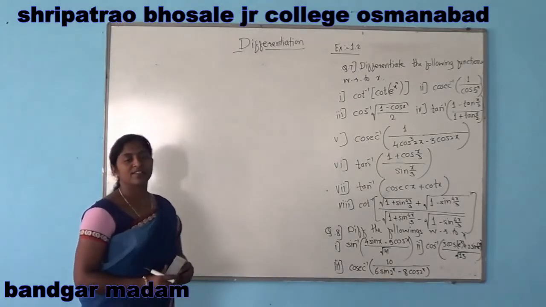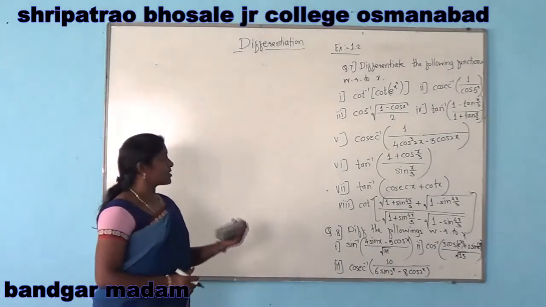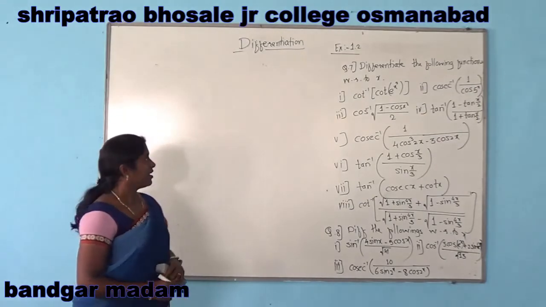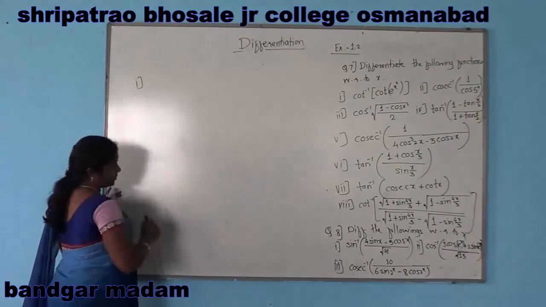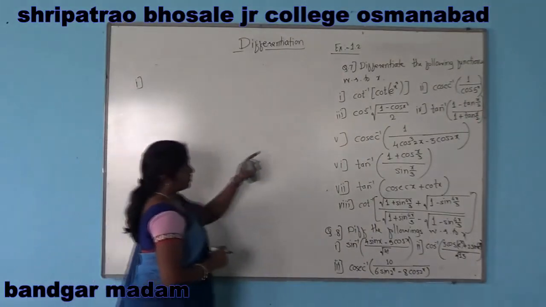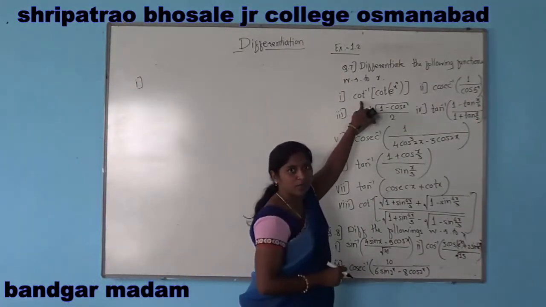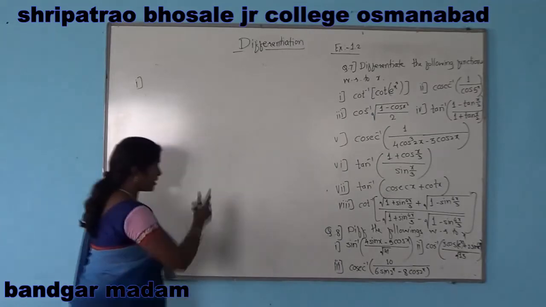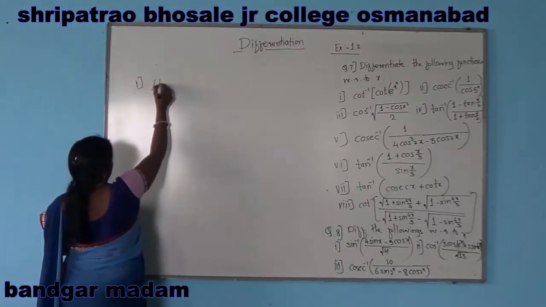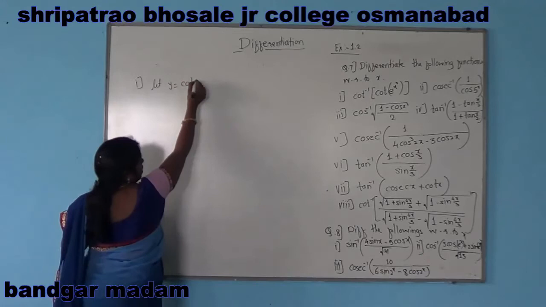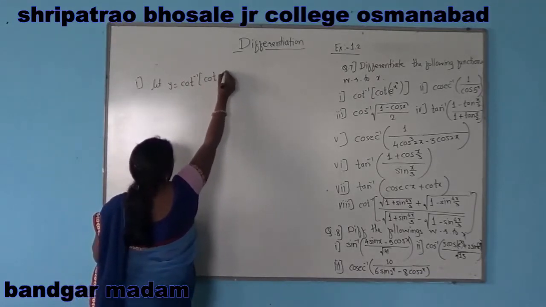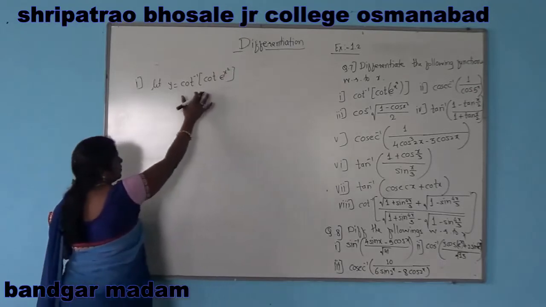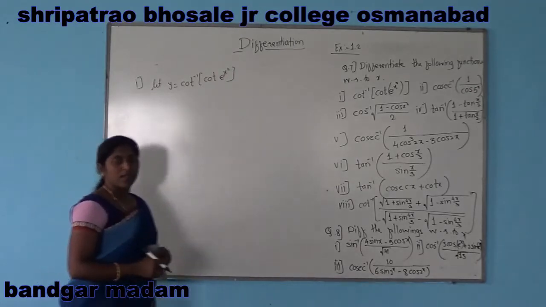Going to solve exercise 1.2, question number 7 and question number 8. Now in question number 7, we will solve the first example. Given function, we have to differentiate with respect to x. So let y be the given function. Let y is equal to cot inverse of cot of e raised to x square. We have to differentiate this y with respect to x.